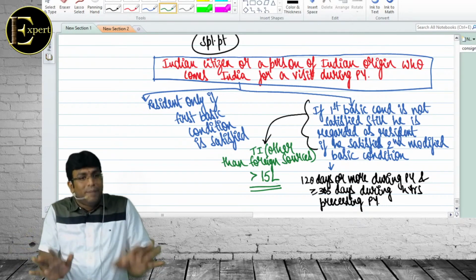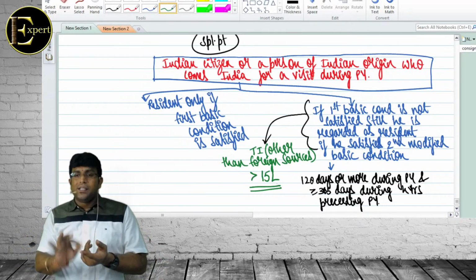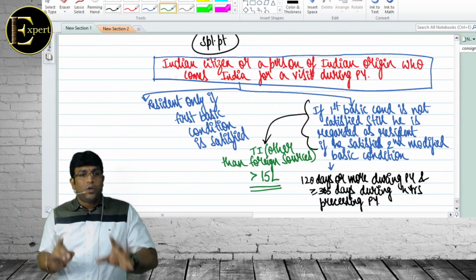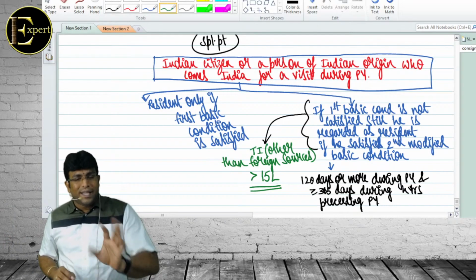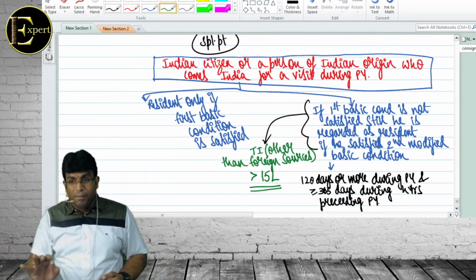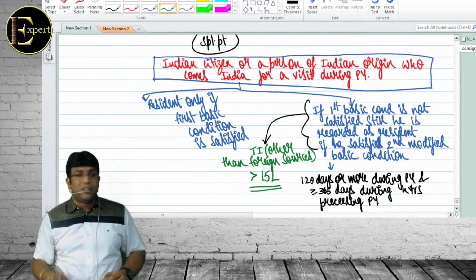That is called exception basically. First exception: an Indian citizen leaving India during the previous year for the purpose of employment outside India. He will become resident only if the first basic condition is satisfied. Second: an Indian citizen leaving India during the previous year as a member of the crew of an Indian ship which is foreign bound. He is also resident only if the first basic condition is satisfied.